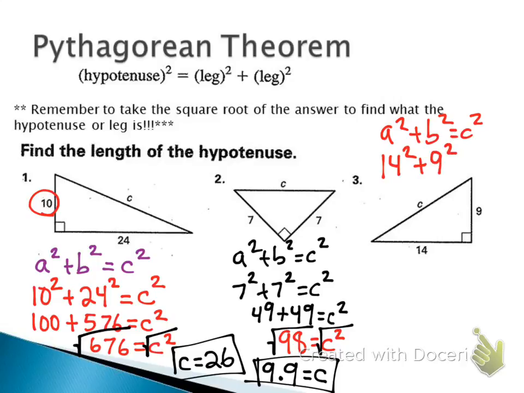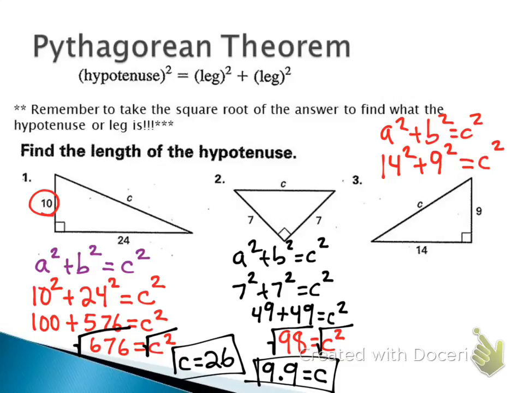Good. I heard some mumbles. I just went with the loudest mumble I heard: 14 squared plus 9 squared. If you have 9 squared plus 14 squared, are you going to get it wrong? No. It's interchangeable. It doesn't really matter, as long as the c squared stays c squared.